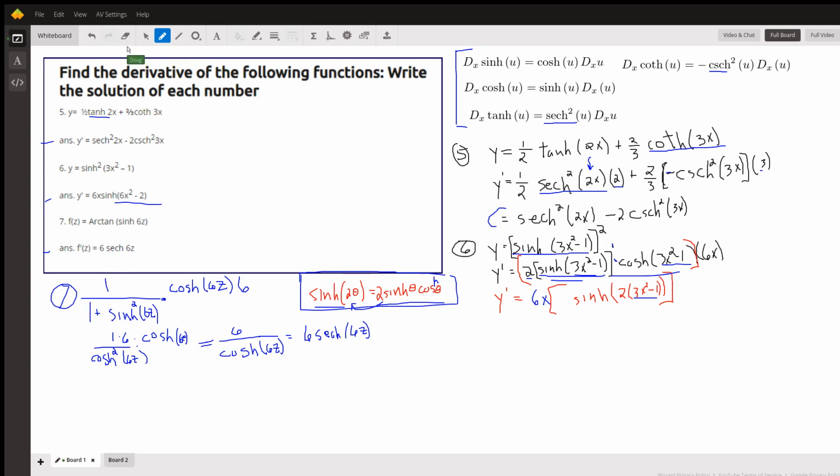For number 7, you have to know that the derivative of arctangent of something is 1 over 1 plus the something squared. So there's the something squared, times the derivative of what's on the inside. The derivative of hyperbolic sine is hyperbolic cosine. Got to multiply by 6 because of the chain rule. And then there's an identity that says 1 plus hyperbolic sine squared is equivalent to hyperbolic cosine squared. And then one of these factors cancels out, and the reciprocal of hyperbolic cosine is hyperbolic secant of 6z there.